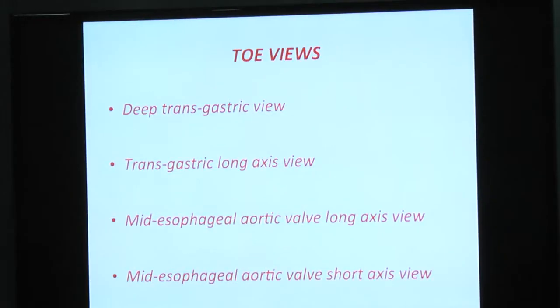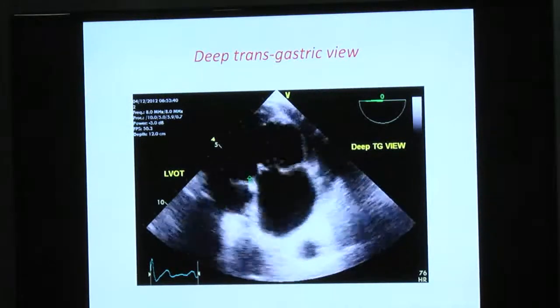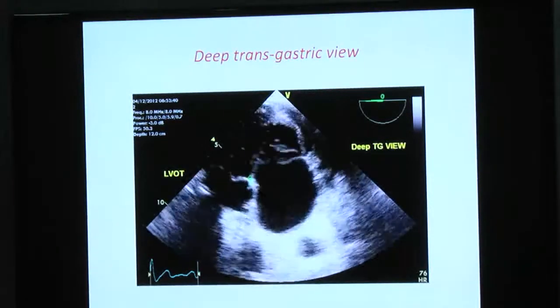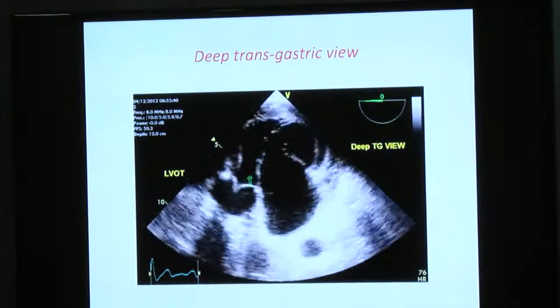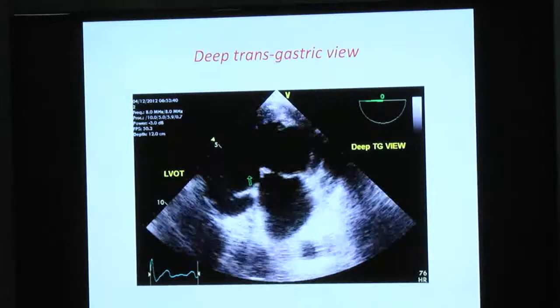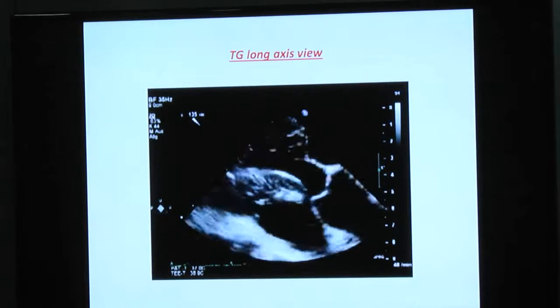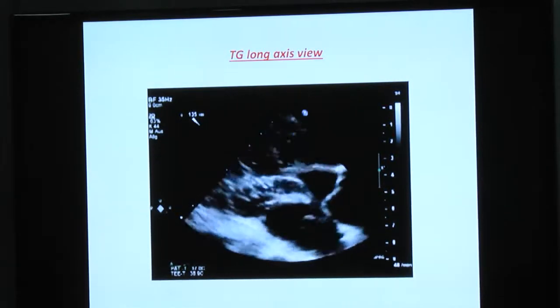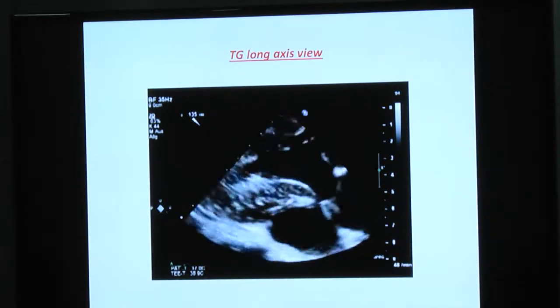Now coming to the views, Raj has already shown them. This is the deep transgastric view, one of the important views, especially to assess whether it's a stenotic lesion or a regurgitation lesion, because the ultrasound beam is parallel to the blood flow. So this is one of the good views. Not in every patient are you able to get a deep transgastric view. You have an alternative, the transgastric long axis view, wherein the beam alignment can be nearly as good as the deep transgastric view.